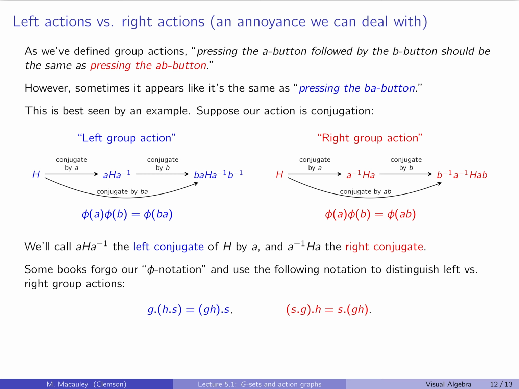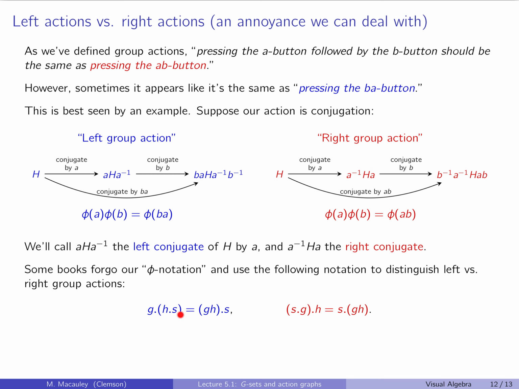But it's worth mentioning. A left group action just means that when you apply G to H applied to S, that's the same as applying GH to S. And a right group action is when you start with S and then you apply G and then you apply H. That's the same thing as applying GH.